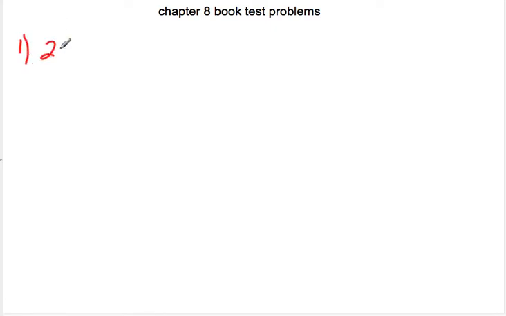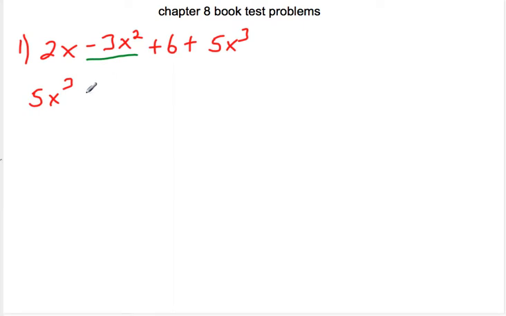we have 2x minus 3x squared plus 6 plus 5x cubed. The instructions say put it in standard form, so basically we're looking for the highest exponent first, so 5x cubed is going to go first. It is positive. So I just write 5x cubed. Then x squared is the next one. The negative goes with it, so it is a minus 3x squared. Then this 2x here is positive, so we put plus 2x. And then the 6 is positive. So that's it for that one.